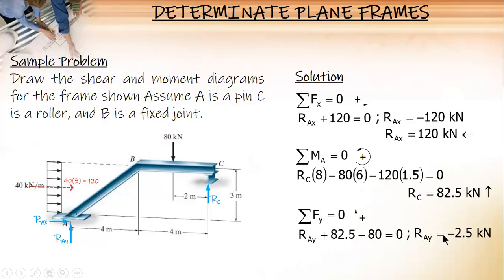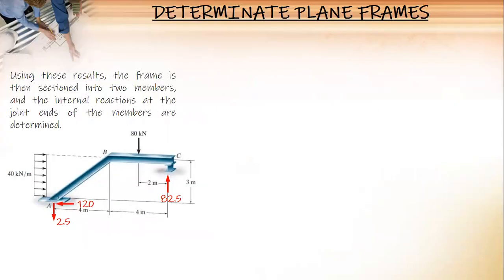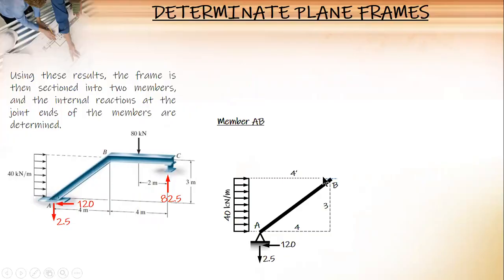RAY is negative 2.5, therefore it is directed downward. So, reactions first. Okay, so using this result, the frame is then sectioned into two members, EB and BC. So this is member EB.